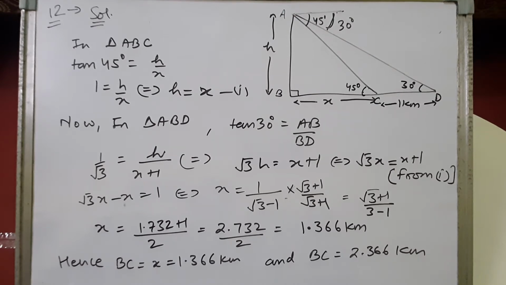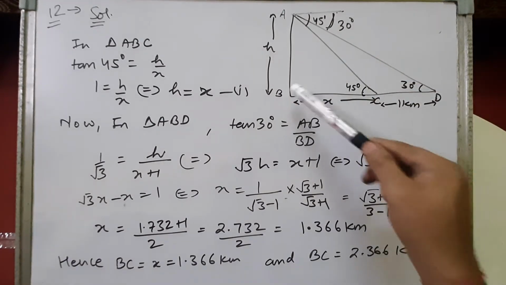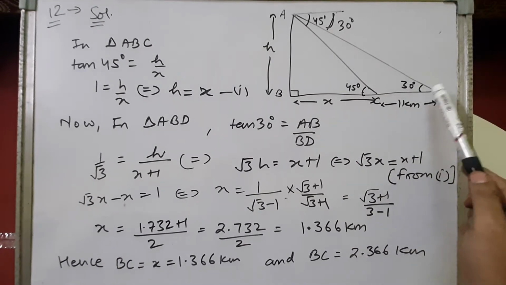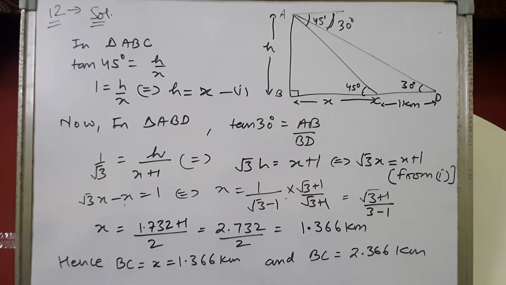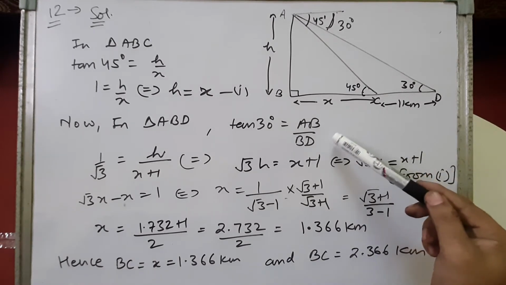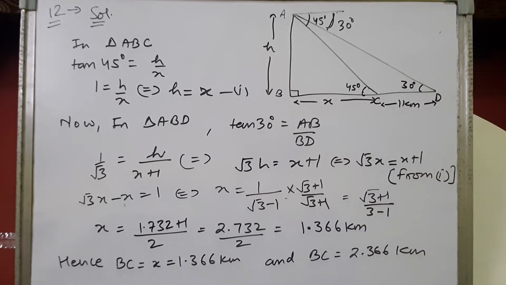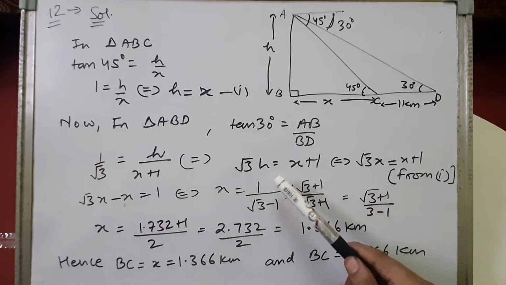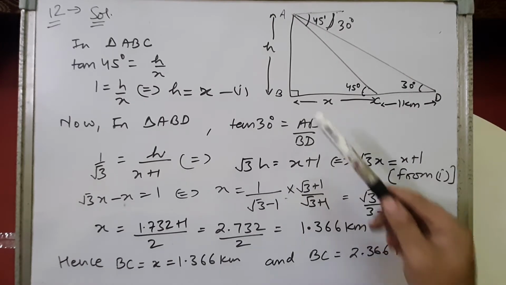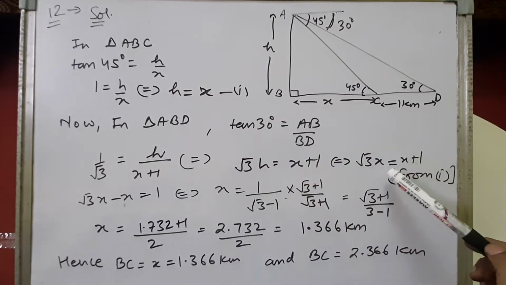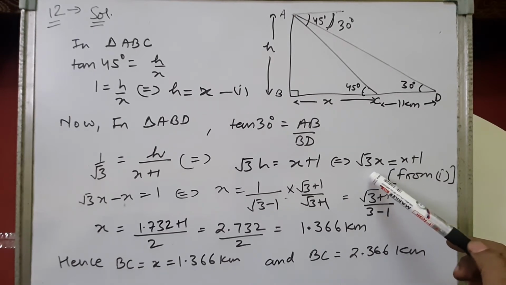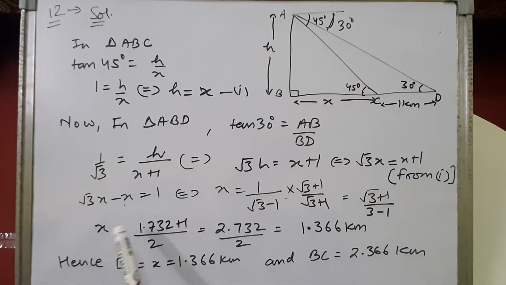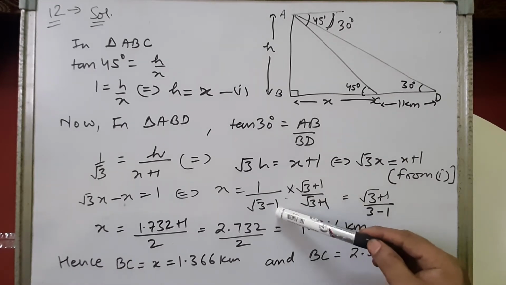Now in triangle ABD, this whole triangle, the angle of elevation here is 30 degrees. If we apply tan 30 degrees, it will be AB upon BD. The value of AB is h and the value of BD will be x plus 1. When we cross multiply, we get root 3 h equals x plus 1. Now we know that the value of x and h is the same. So if we put x in place of h, it will be root 3 x equals x plus 1. When we transfer this x to that side, it will be root 3 x minus x equals 1. Taking x common and cross multiplying, we get x equals 1 upon root 3 minus 1.